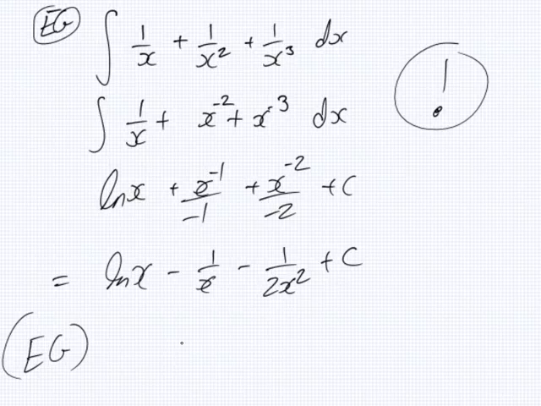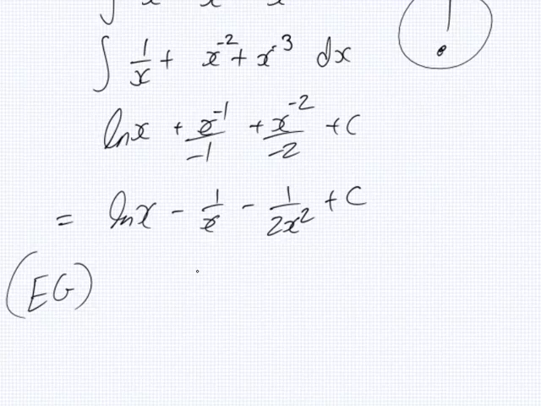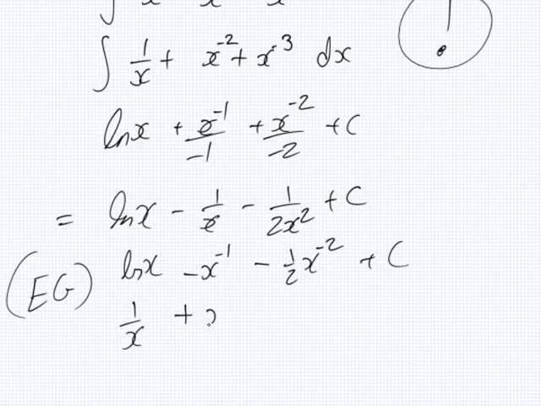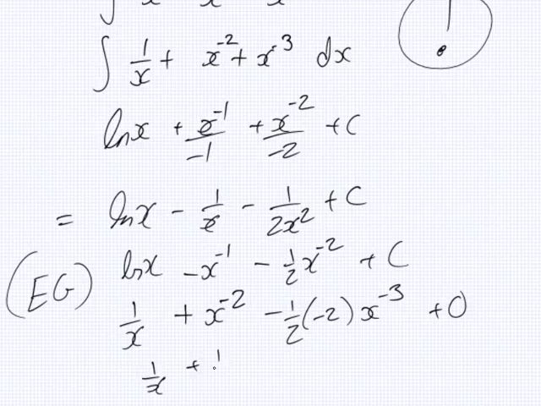Let's check it so. So the derivative here, well, this will be minus x minus 1, minus 1 over 2 x minus 2, and this is log x plus c. Okay, derivative of log x is 1 over x. And for this one, bring down the power and then reduce the power by 1. C becomes 0. So it's 1 over x plus 1 over x squared plus 1 over x cubed. Yes? Okay. Right, let me give you another one to try here.